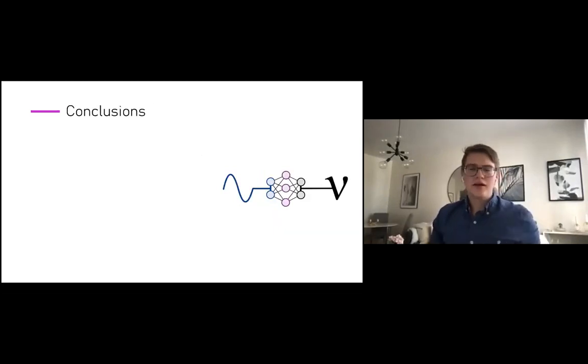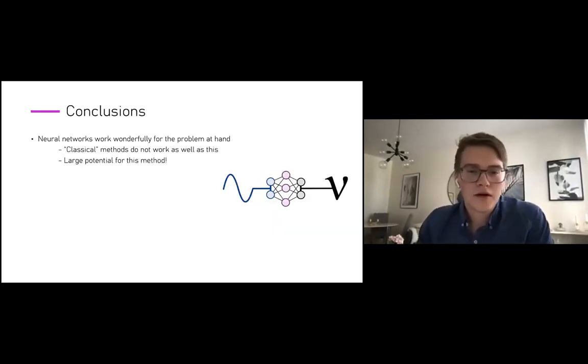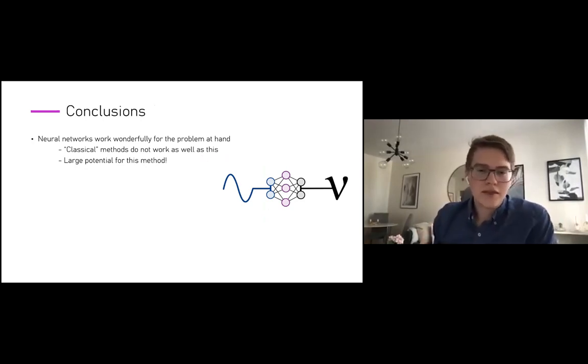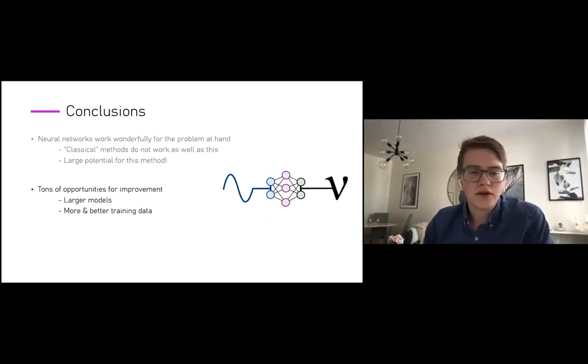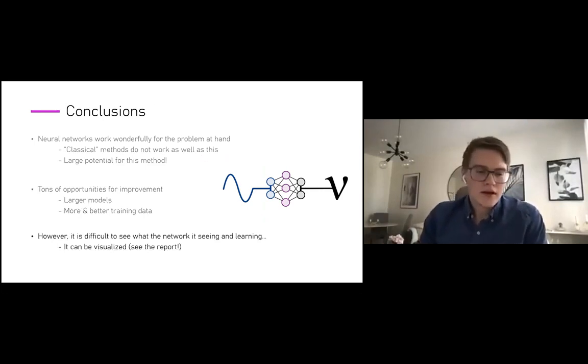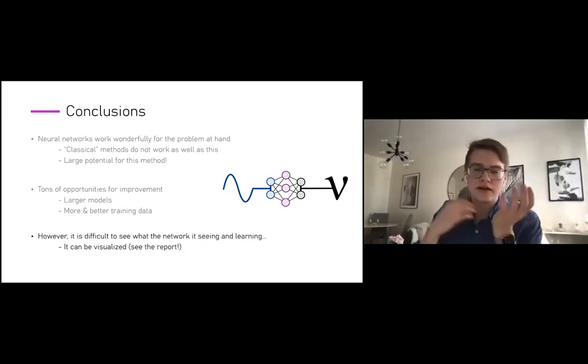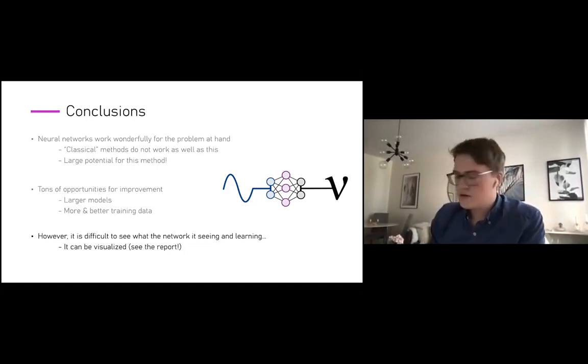Okay, so conclusions. Neural networks work wonderfully for the problem at hand, especially considering that classical methods have not worked as well as this. And there's also a lot of potential for this method to improve. Some opportunities for improvement are that you can use larger models, and you can have more and better training data, and there are other ways to improve. It could, however, be quite difficult to see and understand what the network is learning and what it's seeing and which patterns it's looking for, but this can be visualized, and I refer you to the report for that.